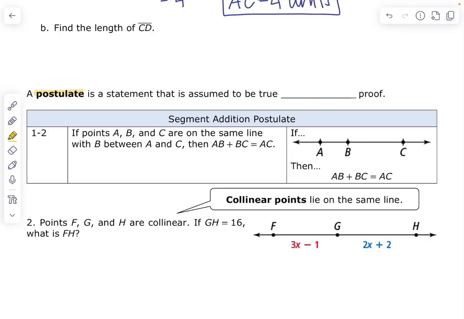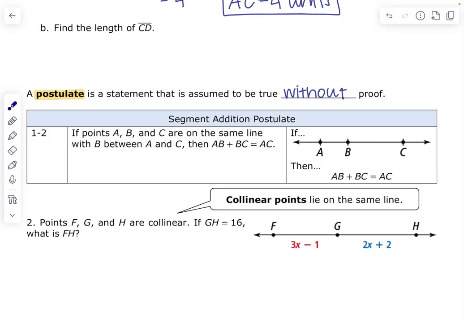So we've got a postulate, new definition, is a statement that is assumed to be true without proof. All right, our first postulate of geometry is the segment addition postulate. It says if points A, B, and C are on the same line, where B is in between A and C, then the length of AB plus the length of BC is equal to the length of AC. It's a little bit easier to see over here using this diagram. So we've got A, B, and C all in a line, and B is in between A and C. It then tells us that this length AB plus this length BC is equal to this total length AC.